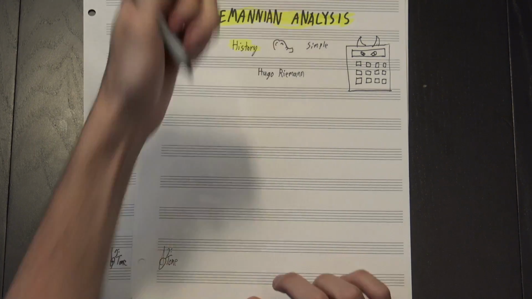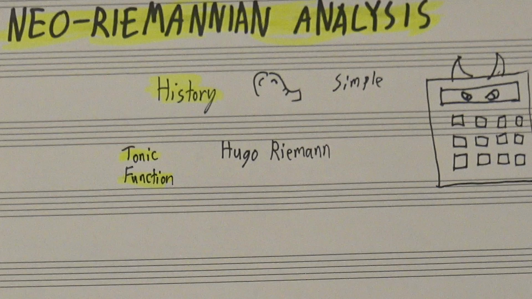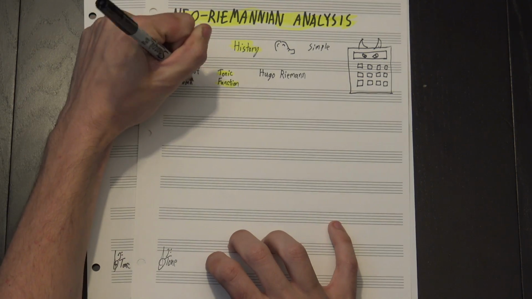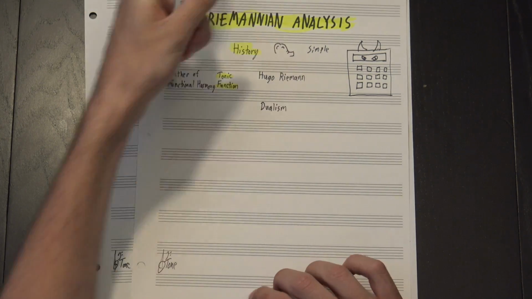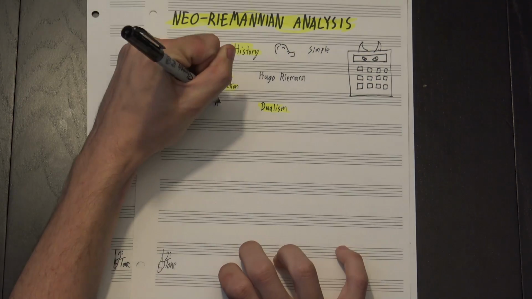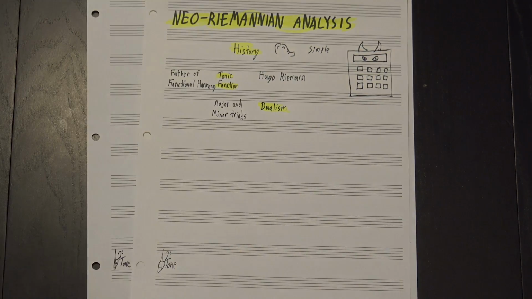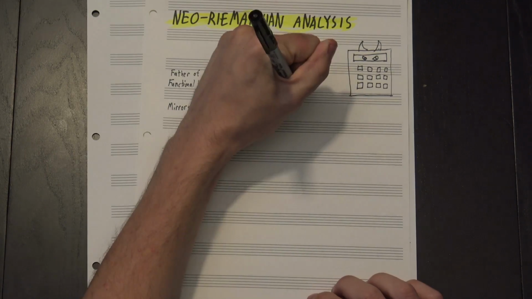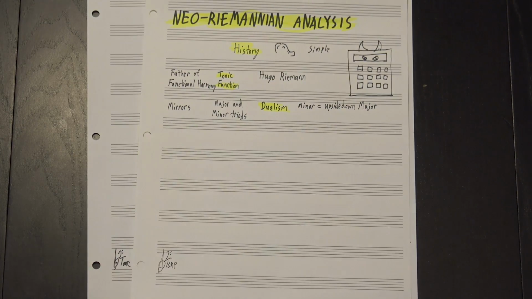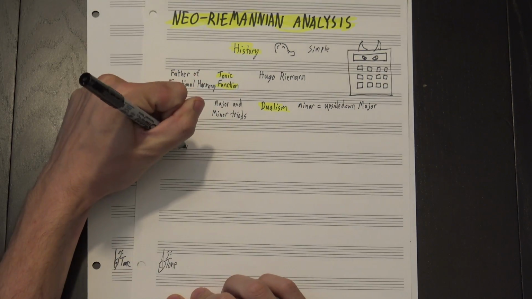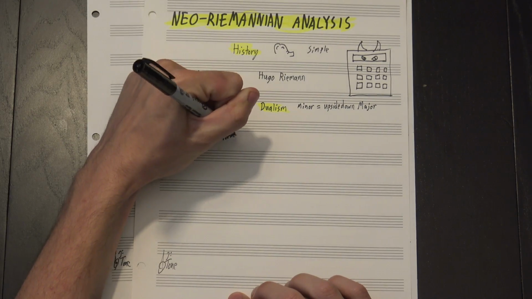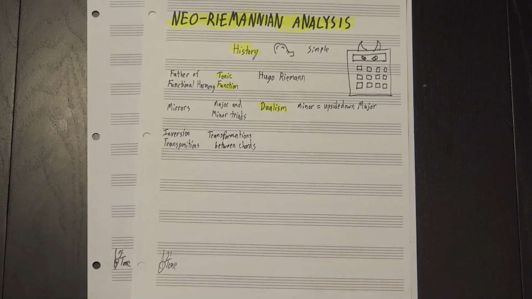We mentioned Hugo Riemann all the way back in our tonic function video. He's kind of the father of modern functional harmony, and a large part of his work involved an idea called dualism. Put simply, this is the idea that major and minor triads are sort of mirrors of each other. A minor triad is just an upside-down major one. Combining that inversion with various transpositions gave Riemann a set of transformations that could convert from one chord to another.